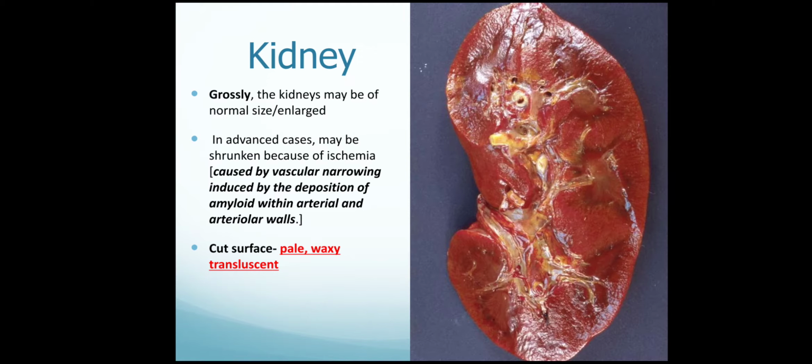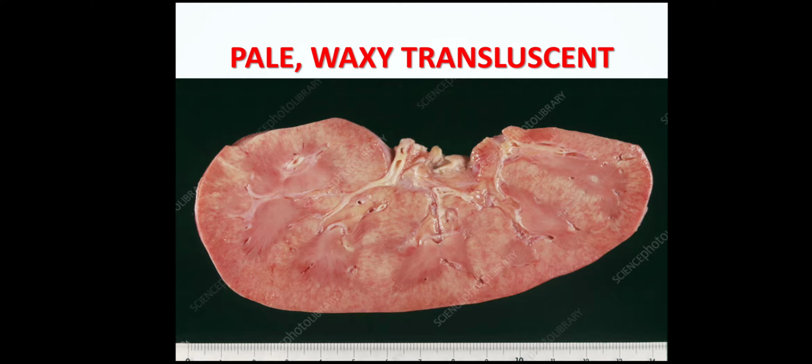Now we come to the specific organs. First is kidney. So in kidney we should know that when amyloid gets deposited, the kidneys may be normal in size or may be enlarged. But in advanced cases, since the amyloid gets deposited within the arterial walls, there can be narrowing of the vessels, and because of that the kidney becomes shrunken because of ischemia. Now the cut surface again is pale, waxy and translucent. So again this is a picture in which we can see that the kidney is having a waxy and translucent appearance.